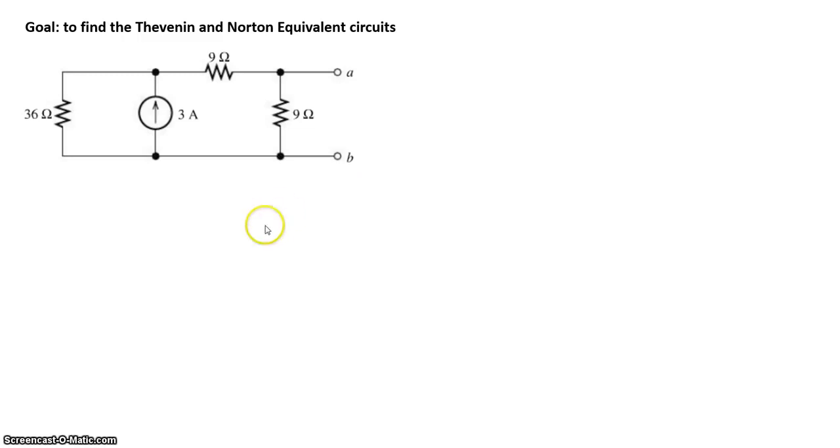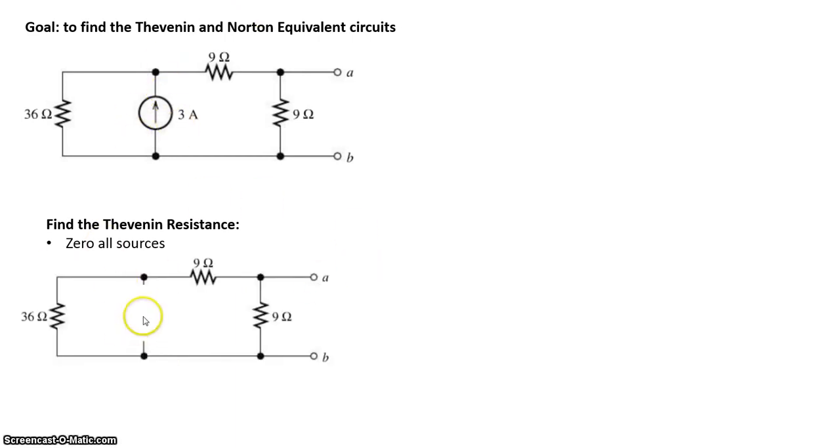Alright, first step, let's find the Thevenin resistance. To find the Thevenin resistance, the goal is to zero out all sources. What does that mean for a current source to be zero? A current source of zero basically means there's no current flowing through it, indicating an open circuit. So wherever we have the current source, we can replace that with an open circuit like this.